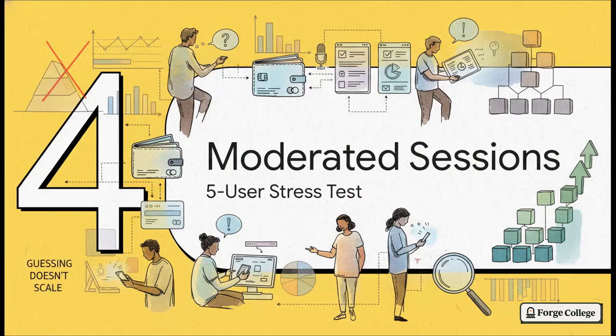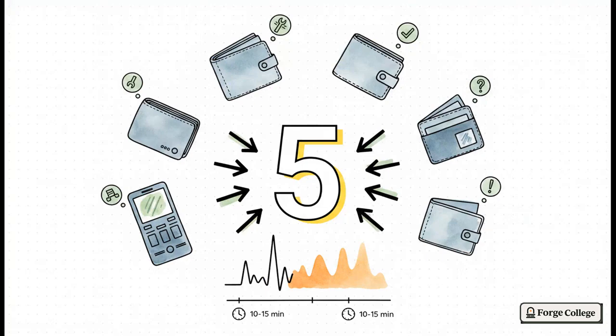Okay, Section 4, running moderated sessions. Welcome to the 5-user stress test. This rigorous, empirical approach to user testing is emphasized all across Forge College programs, mainly because guessing just doesn't scale. Now, you might think you need a massive 50-person focus group to get statistically significant data, but actually, you really don't. 5 moderated 10 to 15-minute sessions are exactly what you need to gather a highly actionable signal.